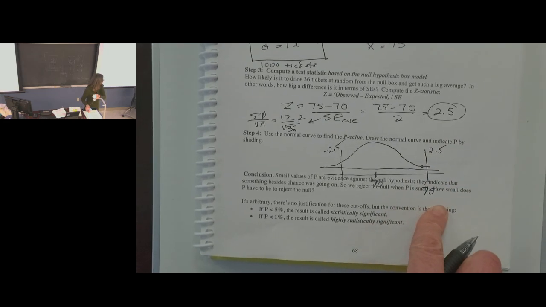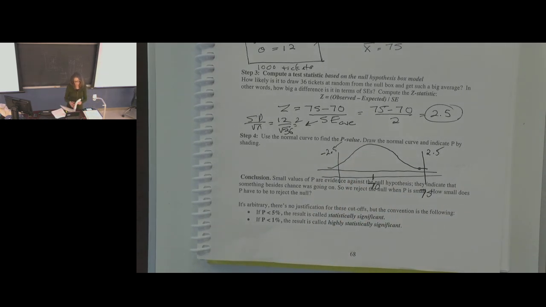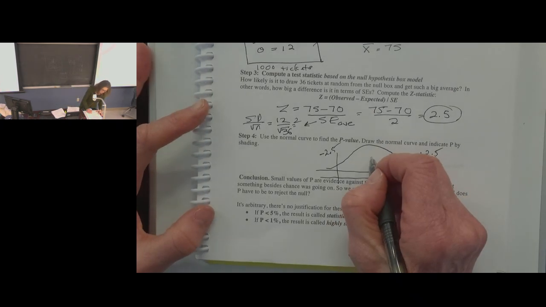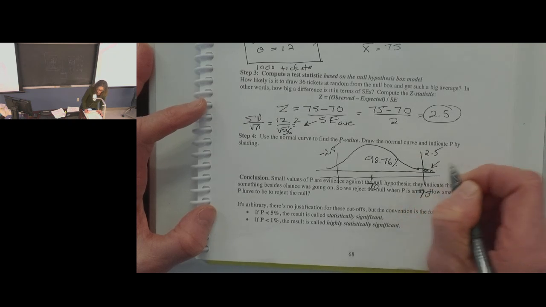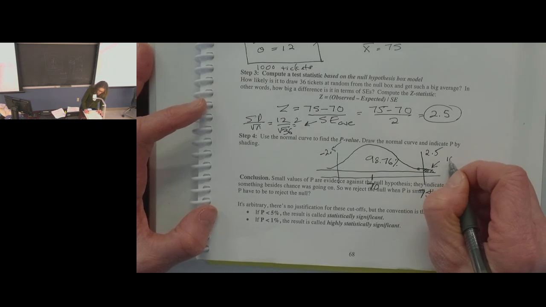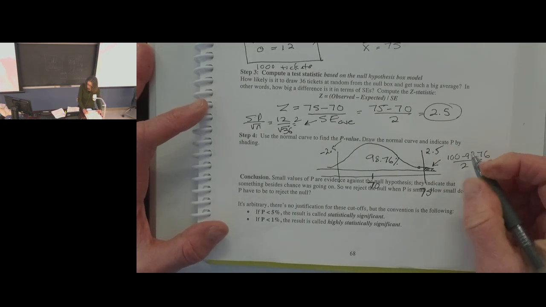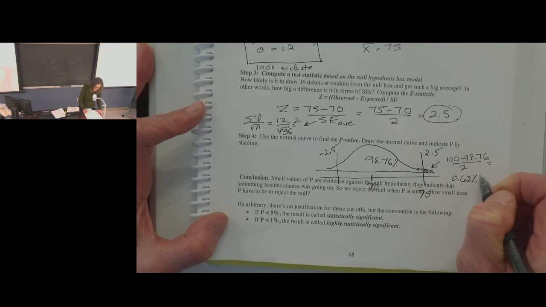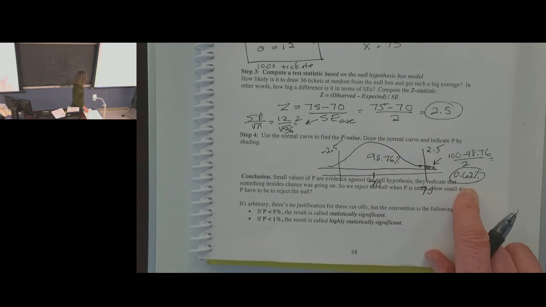So that 5-point difference turns out to be enormous because right in the middle here is something like 98.76%. So our p-value is just that tiny area here, which is 100 minus 98.76 over 2. So we get this tiny 0.62%. So well beyond our cutoff of 5%. So we would say this wasn't just due to chance. The chance that it would be just by the luck of the draw is less than 1%. So that's the hypothesis test in a nutshell.